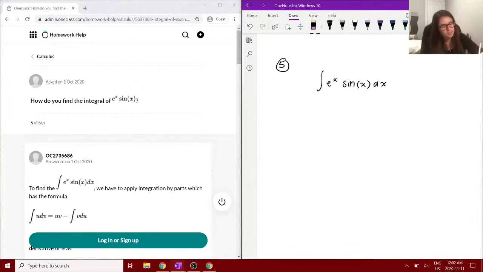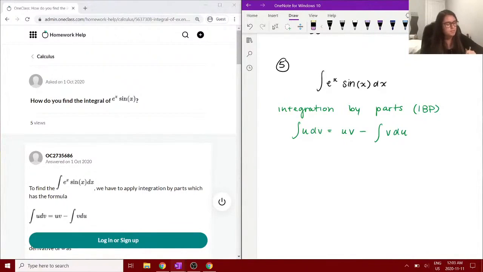So let's write what that is. Integration by parts, or sometimes people call it IBP. Okay, so integration by parts. If you have u dv, you can rewrite this as u times v minus the integral of v times du. And sometimes this is done because it's easier to take the integral of v than it is to take the integral of u. So we're just rewriting it so it might be easier to compute.